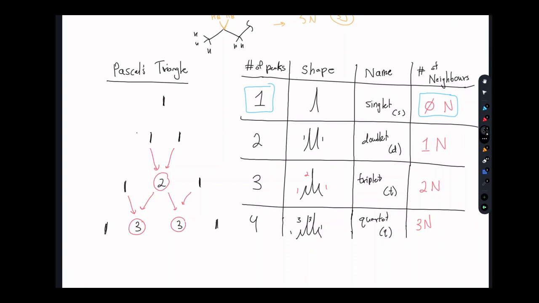But at the end of the day, the key idea here is that the shape of the signal gives you some information about the number of neighbors that that hydrogen signal has.